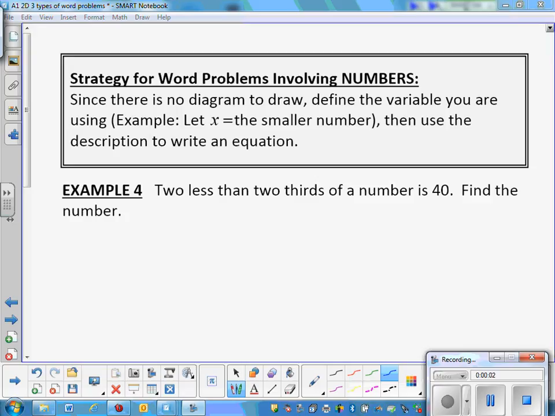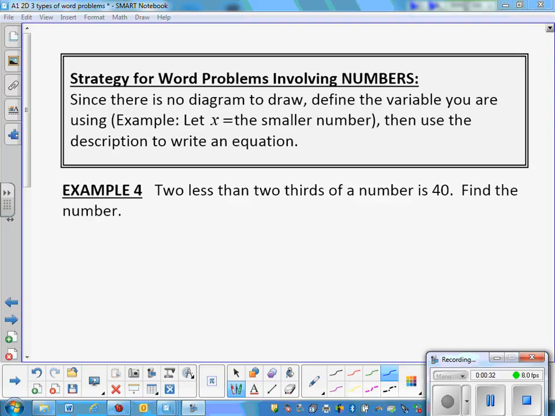Problems that we have and we need to solve are just descriptive. They just describe a situation, and we need to translate it from words into algebra, so numbers and variables. Sometimes, because we can't show it on a diagram like we did on the last one, we'll need to define what each of the variables means.